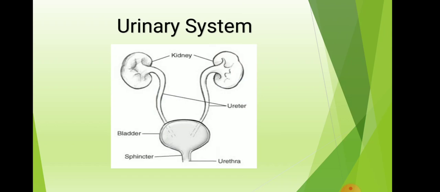The urinary system is a system to excrete waste material from our body in the form of urine. It has the kidneys, ureters, urinary bladder and urethra as the main organs.